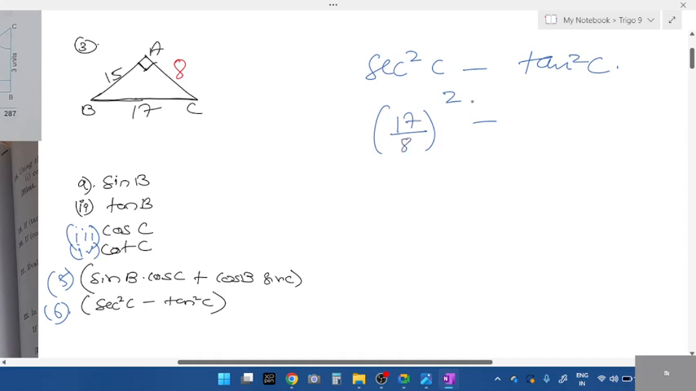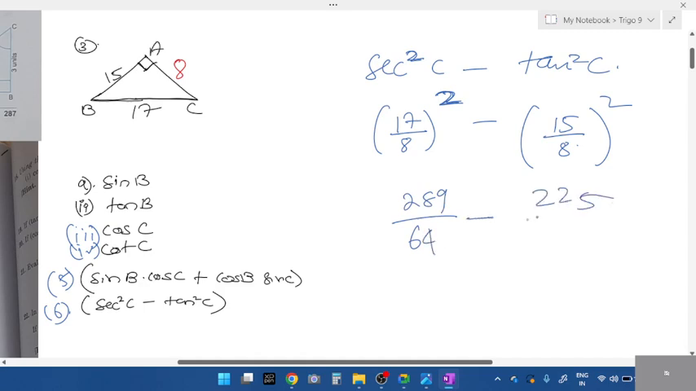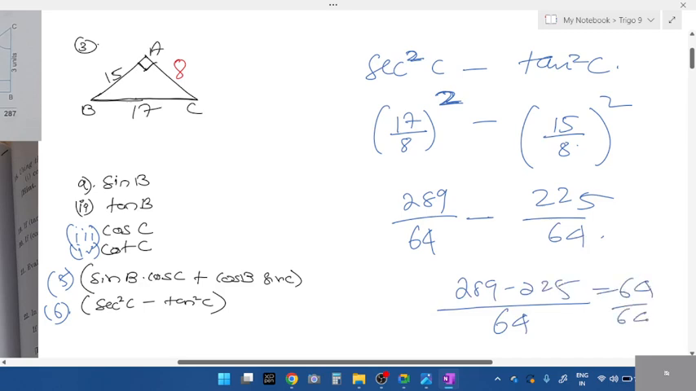8. Can you see there's a square given? If there is square, we need to square it. That's it. It's a simple concept. What is tan C? Perpendicular by base. 15 square by 8 square. How much is hypotenuse? 17 square, students. 289 divided by 64 minus 225 divided by 64. 64 is common. 289 minus 225. What's the answer? 64 divided by 64 is 1. 1 is the answer.